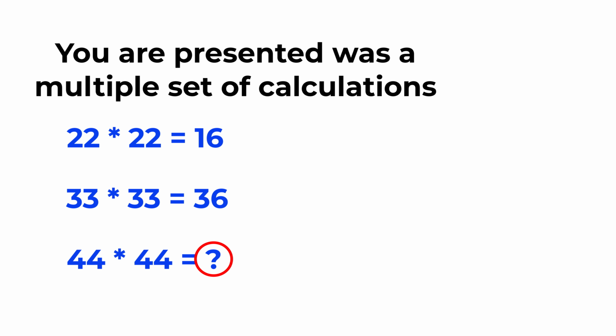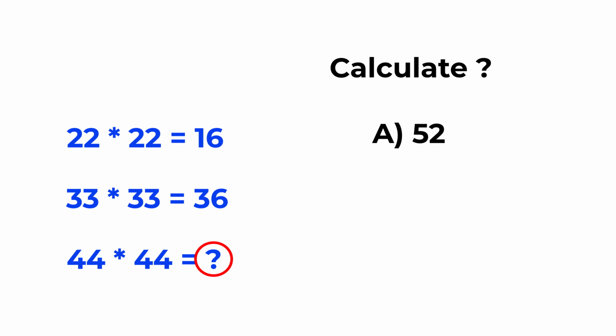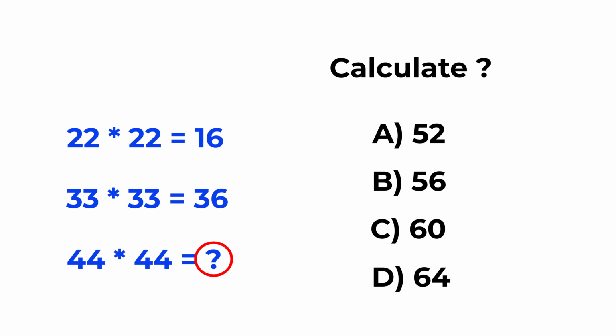You have four different choices. Choice A, 52. Choice B, 56. Choice C, 60. And choice D, 64. Do you see the answer? It's not obvious, so give yourself 5 to 10 seconds, maybe 10 to 20 seconds, to see if you can come up with the solution. Ready or not, I'm going to reveal the answer, and we're going to get to the correct solution together.